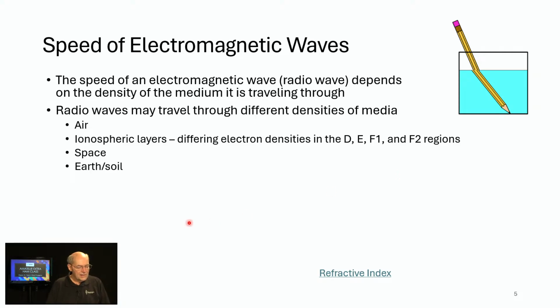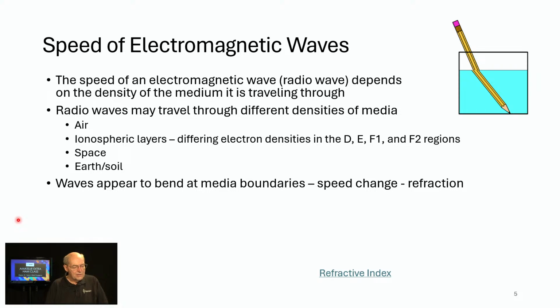And in the case of radio waves, of course we talked about air. The ionospheric layers, D, E, and F layers, all have a different density of electron flux, so they will bend radio waves. The speed in space, and then in Earth and soil has a different speed yet. And all of these things are important because they have to do with the refraction of the electromagnetic waves.